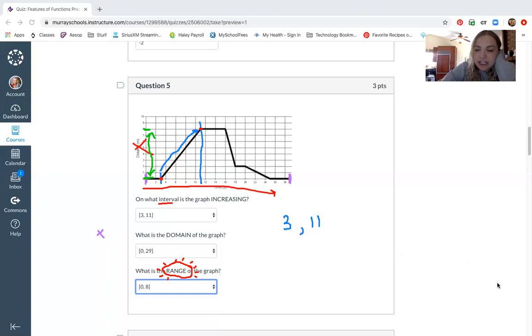Killian asks, can't it have more than one? Are you talking about the range, Killian? Can we have more than one range? Is that what you're asking? Okay, so Killian's question is really good. Yes, there can be multiple sections. That is if the graph is broken.